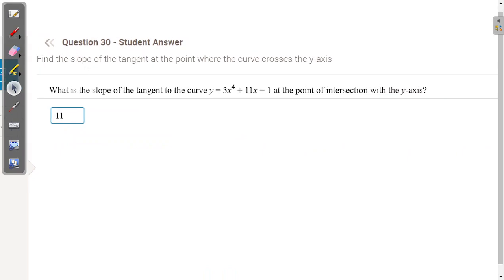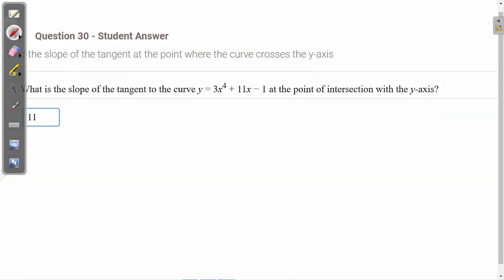Okay. Slope of the tangent to the curve. This is just a fancy way of saying gradient. So the gradient of y equals 3x to the power 4 plus 11x minus 1 at the point of intersection with the y-axis. Y-axis means x equals 0. So you want the gradient at x equals 0.